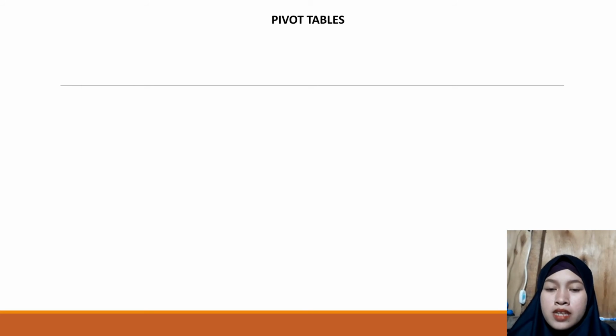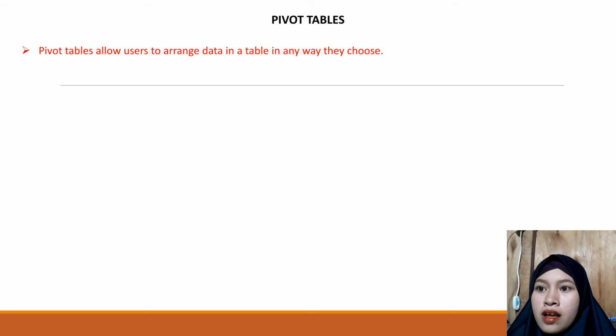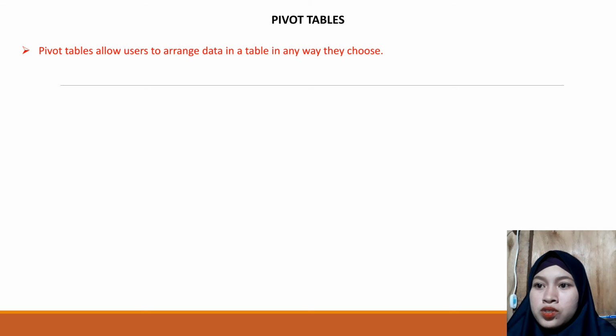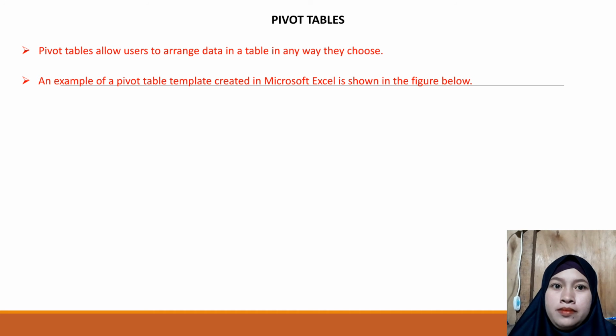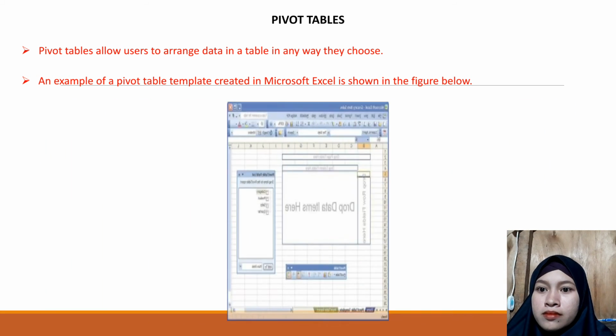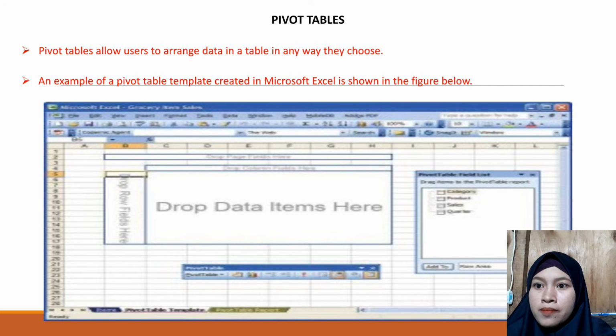Pivot tables. In the previous example, we will know how to do it in pivot tables here. Pivot tables allow users to arrange data in a table in a way they choose. An example of a pivot table template created in Microsoft Excel is shown in the figure below. Here is the example of pivot tables.